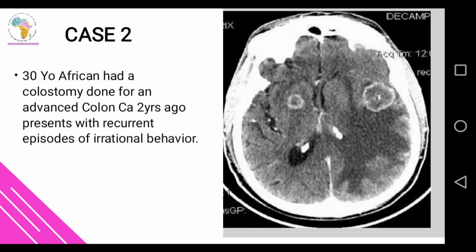Okay. So this looks like also an axial CT cut. I'm not sure if it's contrast enhanced or non-contrast enhanced, but what I do see is a couple of ring enhancing lesions on both sides of the brain. Some hypodensity predominantly on the left posterior side, which could show some edema. Because of this patient's history of colon cancer, I'm thinking of metastases in this particular situation, which could also cause the episodes of irrational behavior.